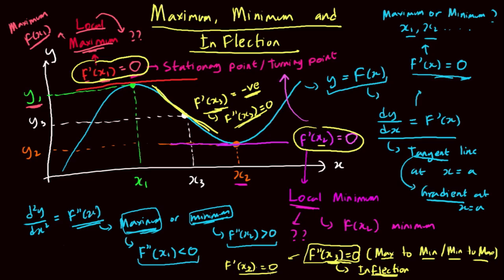And let's say, for example, the derivative at x3 was 0. What would happen is that, of course, we'll have a line like this, and this would be called a stationary point of inflection.